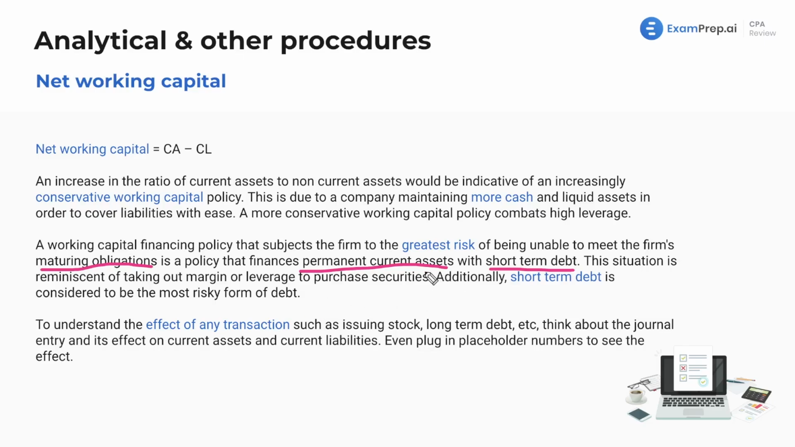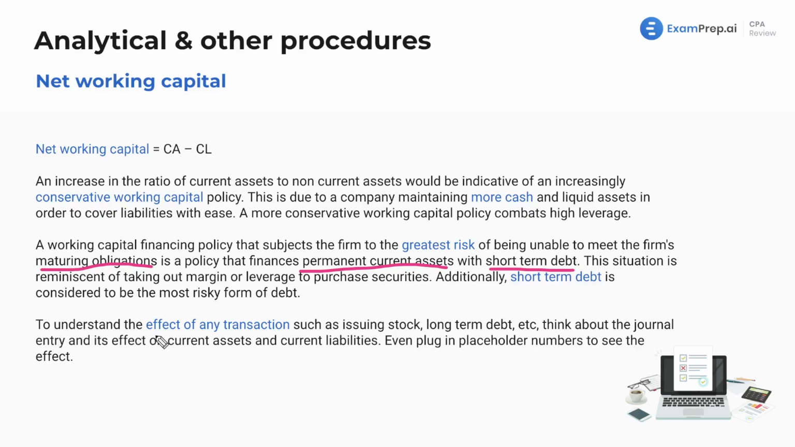When you're buying permanent assets, whether it's fixed assets, long-term assets, machines, equipment, you want to use long-term debt, which generally has better rates. You're maybe collateralizing it, subjecting it to debt covenants, anything like that is going to be much better than short-term debt. Like I say here, the situation is reminiscent of taking out margin or leverage to purchase securities. Don't recommend doing that unless you're incredibly certain of what you're doing. All right, not here to give financial advice.